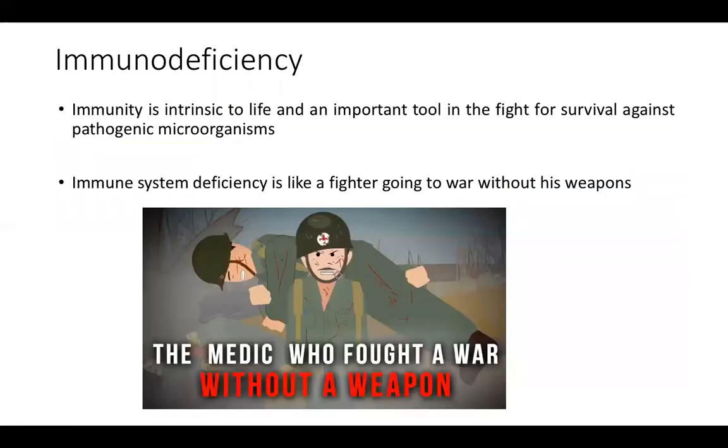Okay. So immunity, as we discussed, is very intrinsic to life, and it's an important weapon in our war against pathogenic microorganisms. So if the immune system is deficient, it's like going to war without weapons. So the medic who fought a war without weapons, who is it? Right now, as we can see, many of our government doctors are fighting the coronavirus epidemic without the proper weapons. Which are the weapons we need in this COVID pandemic? The PPE, the so-called personal protective equipment. So we are lacking those equipment.